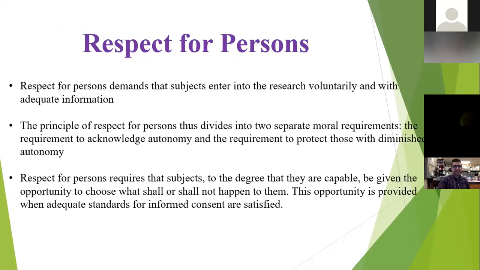So let's get back to respect for persons. And respect for persons, self-determination, autonomy, all those related to the same concept, demands that subjects enter into research voluntarily and willingly with adequate information. The principle of respect of persons divides into two separate moral requirements: the requirement to acknowledge autonomy and to protect those with diminished autonomy.